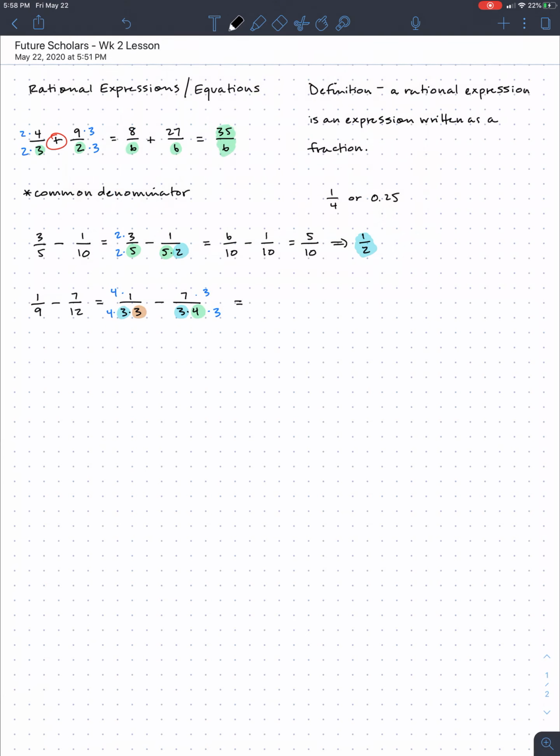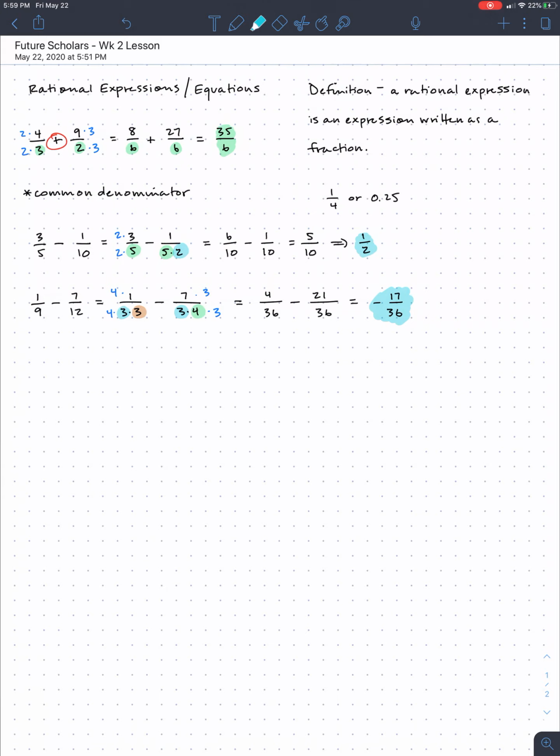And now we're left with 4 over 36 and 21 over 36. 4 minus 21. If we do 21 minus 4, we get 17. So we would get negative 17 over 36. That does not reduce, so we're going to leave it there.